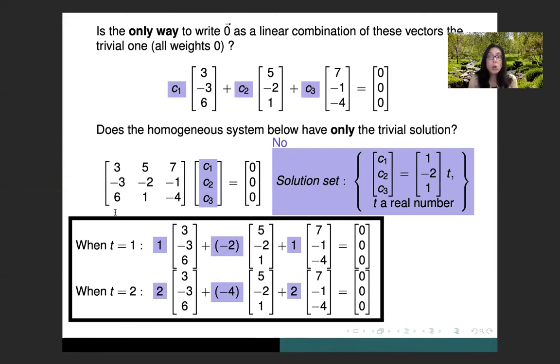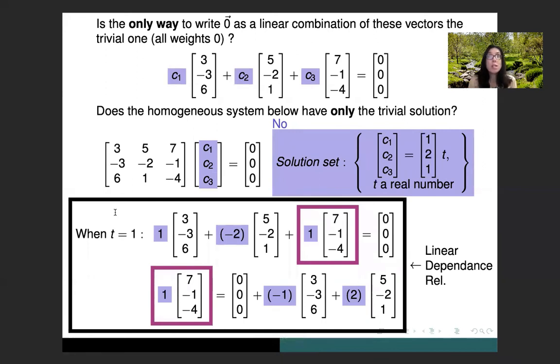If t equals 2, then C1 is 2, C2 is negative 4, and C3 is 2, leading to a second way to write the 0 vector as a linear combination of the 3 vectors. The specific ways to write the 0 vector as a non-trivial linear combination of the vectors in a set are called linear dependence relations for that set.